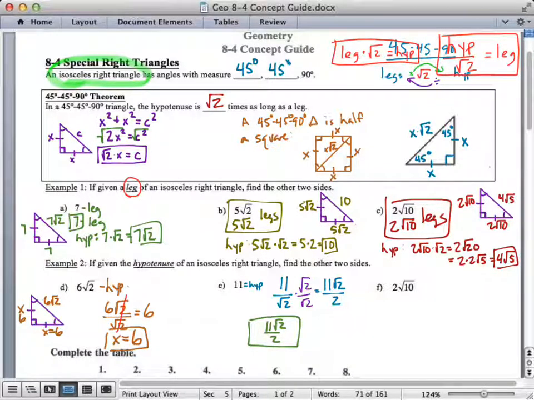That's it. What if the hypotenuse is 2 square root of 10? Will we multiply or divide from the hypotenuse to the leg? Bigger to smaller, we divide by the magic number, square root of 2. The two numbers inside the radical, the 10 and the 2, will divide. 10 divided by 2 equals 5, so we get 2 square root of 5. And that's it, y'all.